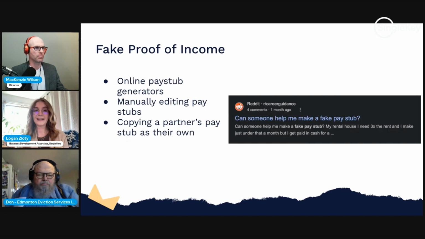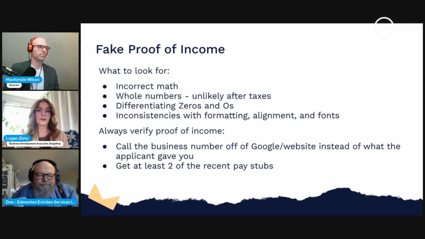And then fake pay stubs and proof of income, that's another really common thing that landlords tend to receive. People can get them from online pay stub generators, manually edit their pay stubs, or copy a partner's pay stub as their own, just copying the format and changing it. If you go on Reddit, there are a lot of people asking for help with editing pay stubs. So it's really something you need to keep an eye out for. What to look for is incorrect math, whole numbers, which are really unlikely after taxes, in some cases O's used instead of zeros, and inconsistencies with the formatting, the alignment, and fonts.